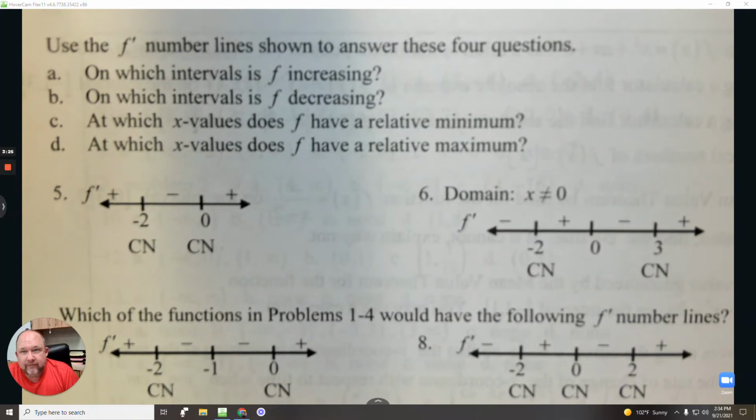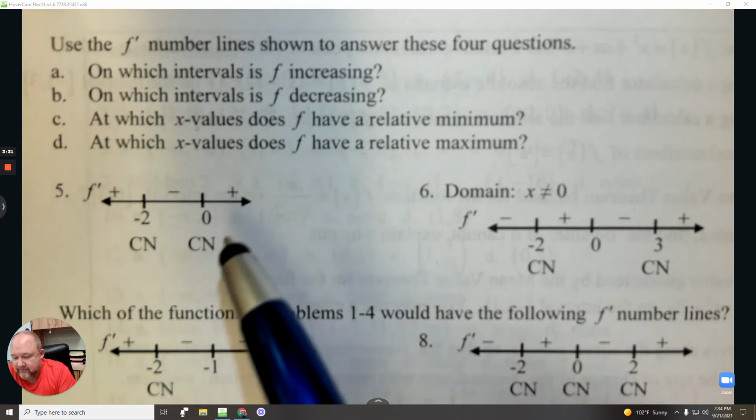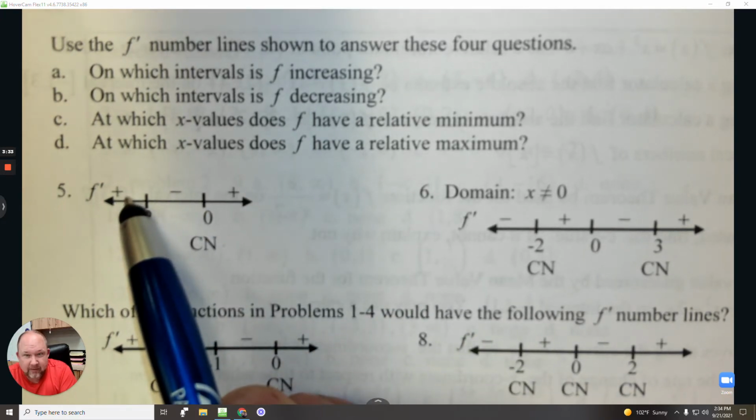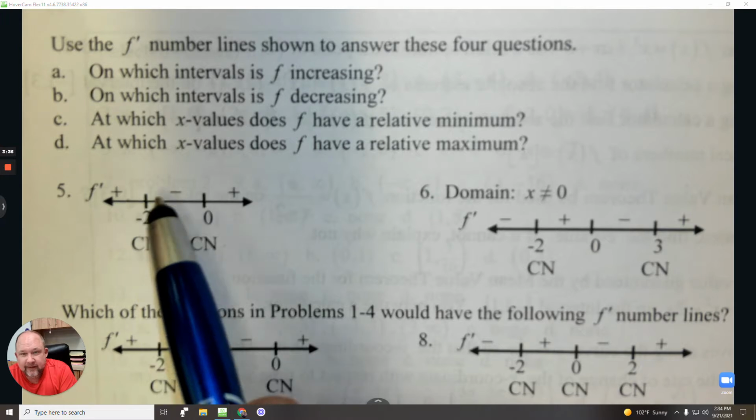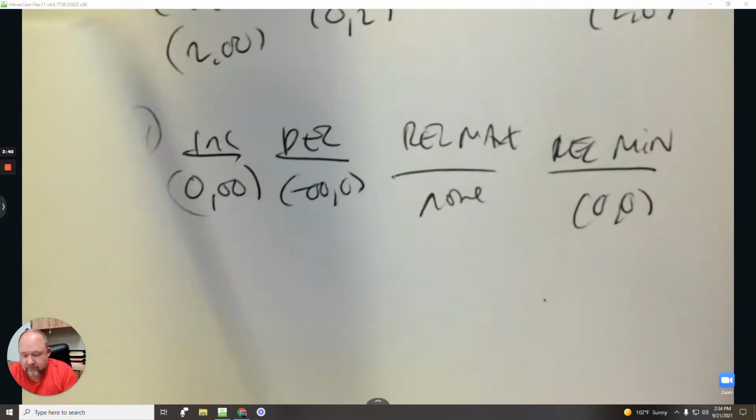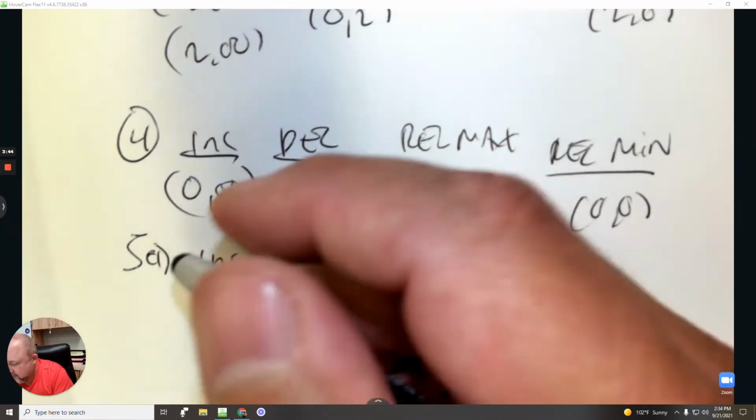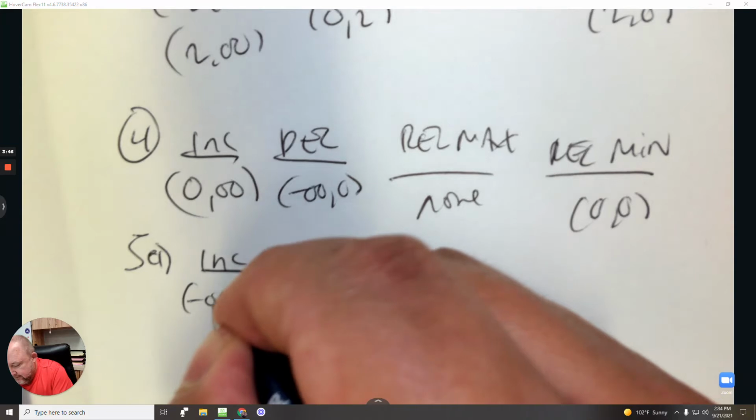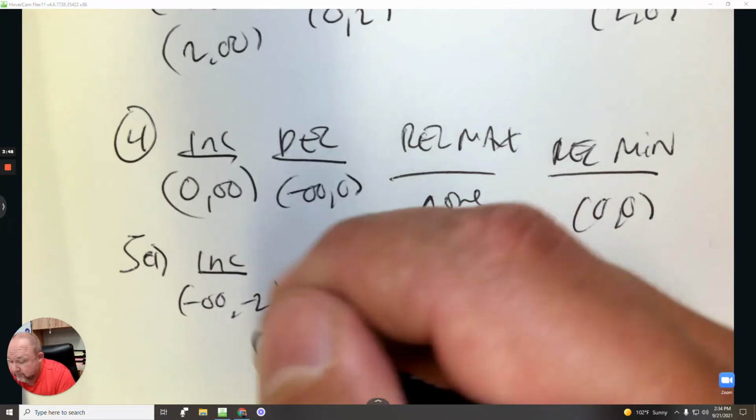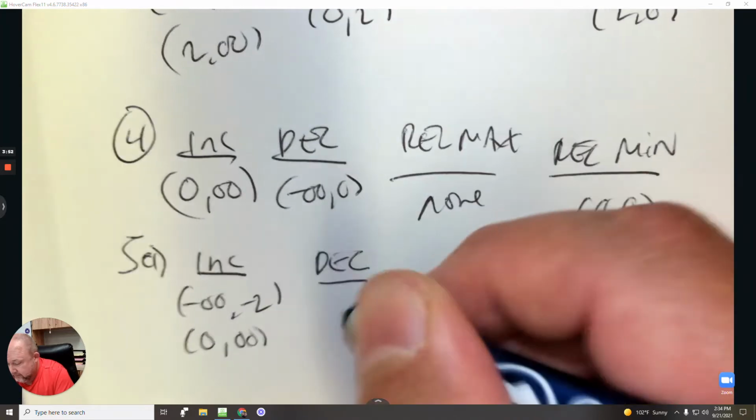In number 5, it says, use the first derivative number lines to answer these questions. And so for number 5, when the first derivative is positive, it's increasing, and when it's negative, it's decreasing. So for 5a, it's increasing where the plus sign is. That's negative infinity to negative 2, and 0 to infinity. It is decreasing from negative 2 to 0.